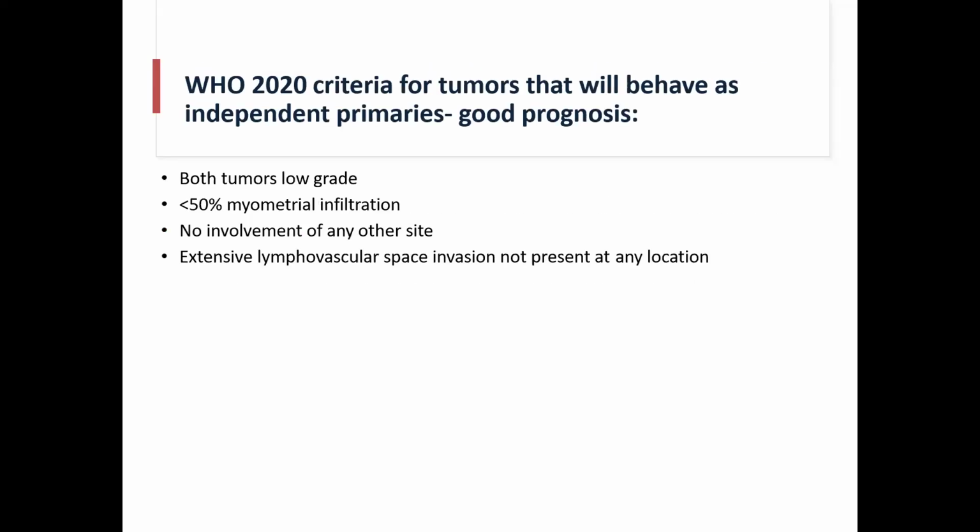How? In the WHO 2020, they proposed criteria for tumors that will behave like independent primary. These tumors, if both are low-grade endometrioid, if less than 50% myometrial invasion, if there is no involvement of any other site, if there is no extensive lymphovascular space invasion at any location, in these scenarios we will say that these tumors will behave like independent primary. And ignore the pathogenesis, whether they are clonally related or so on, because we stratify them based on the prognosis. These tumors will behave well, so we will call them independent primary.